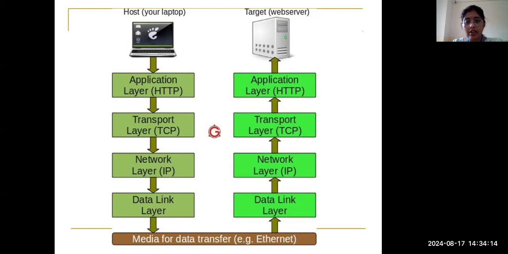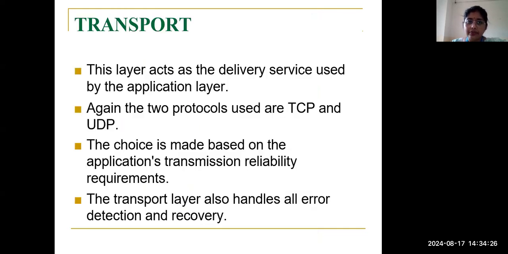The network layer performs its function. Then the data goes to the transport layer, and finally it goes to the application layer of the web server. In this manner, the data gets transmitted from the host to the target. When we talk about the transport layer, this layer acts as the delivery service used by the application layers. Again, the two protocols used are TCP and UDP. The choice is made based on the application's transmission reliability requirements, means according to which type of transmission is required, the protocol is used.